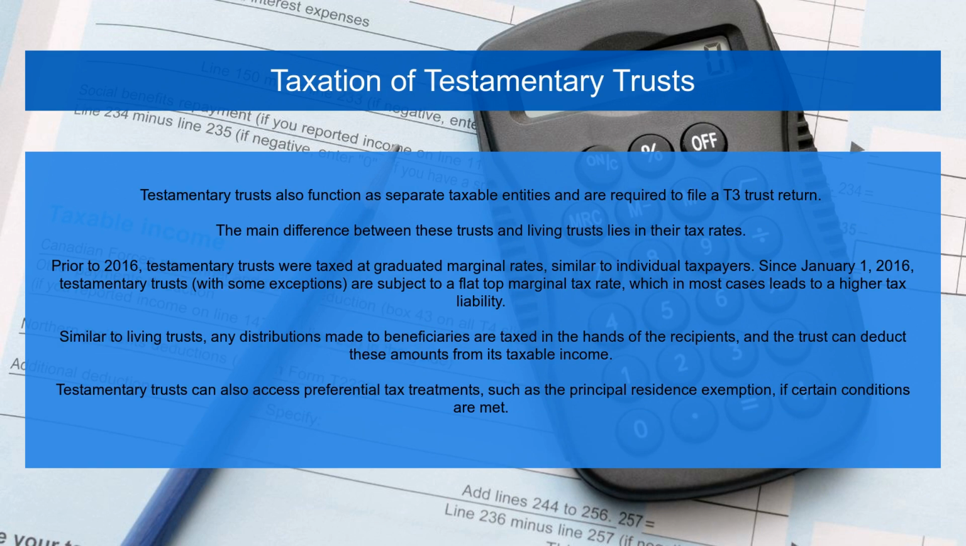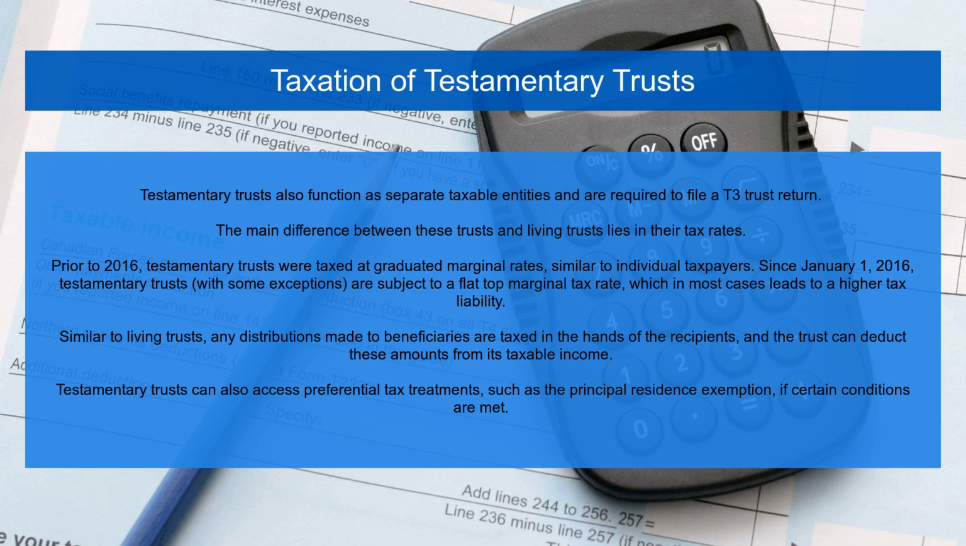Testamentary trusts also function as separate taxable entities and are required to file a T3 trust return. The main difference between these trusts and living trusts lies in their tax rates. Prior to 2016, testamentary trusts were taxed at graduated marginal rates, similar to individual taxpayers. Since January 1, 2016, testamentary trusts, with some exceptions, are subject to a flat top marginal tax rate, which in most cases leads to a higher tax liability.